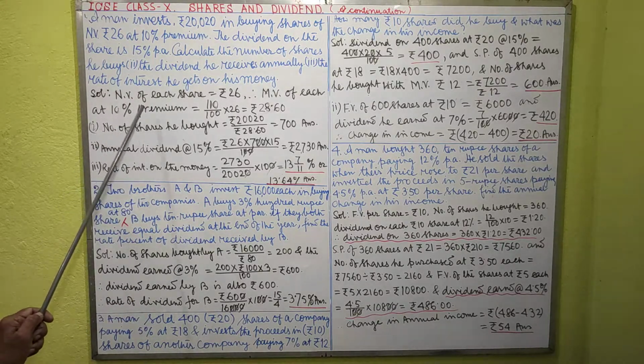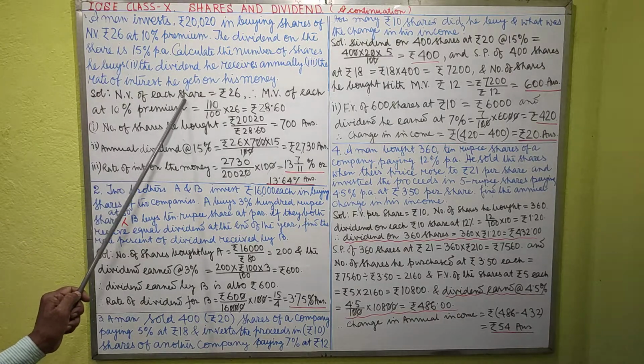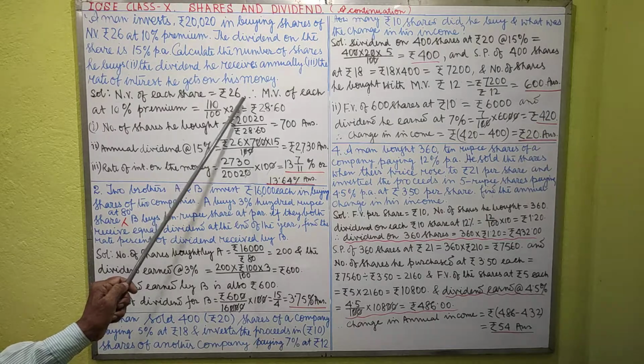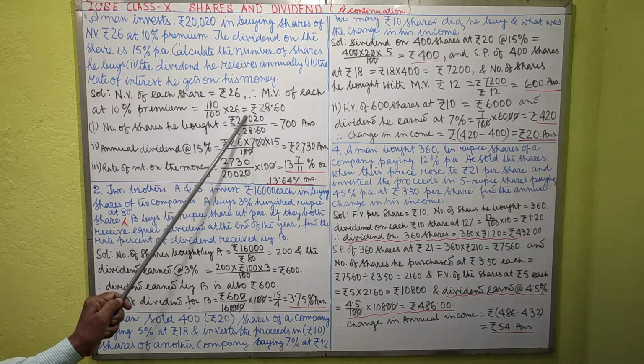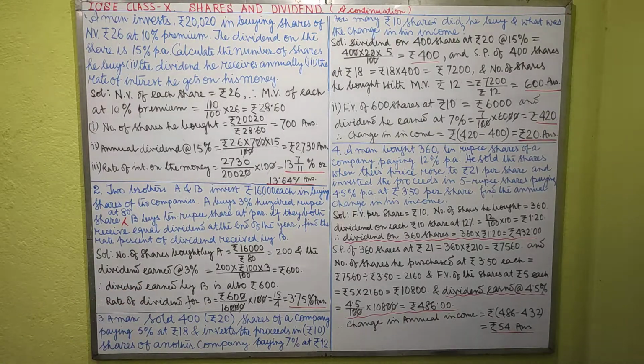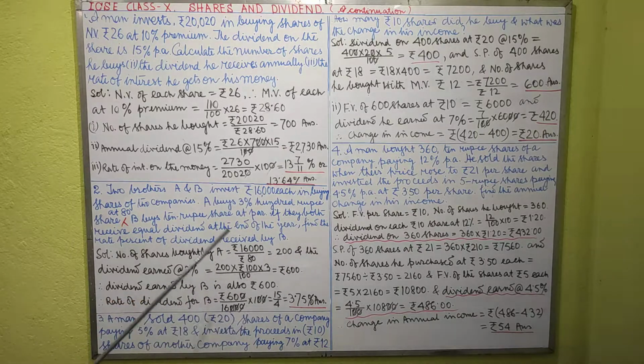The nominal value of each share is rupees 26, and the market value at 10% premium will be 110 by 100 into 26, that is 28.60. So to solve question number 1, the number of shares he bought equals total investment by market value of 1 share, that is 700. Therefore, the number of shares he bought is 700.